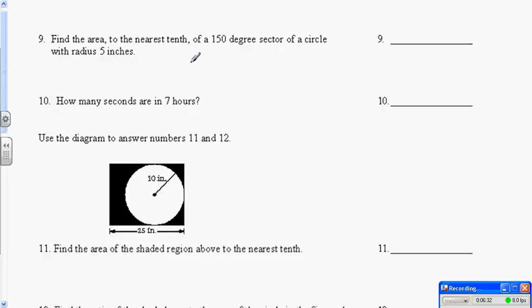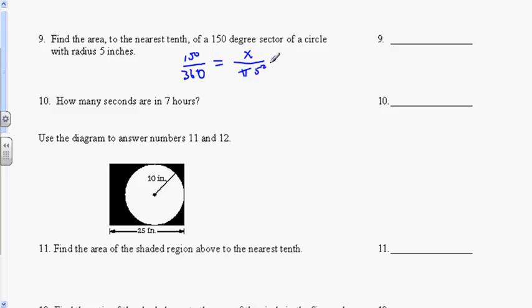Find the area to the nearest tenth of a sector of a circle. Okay, so you're going to put 150 degrees over 360. This is the formula for area of a sector. And that's going to give us the area of a sector over the area of the circle, which is pi times radius squared. In other words, that is 78.5. Take 78.5 times 150, divide it by 360. We should get about 32.7.